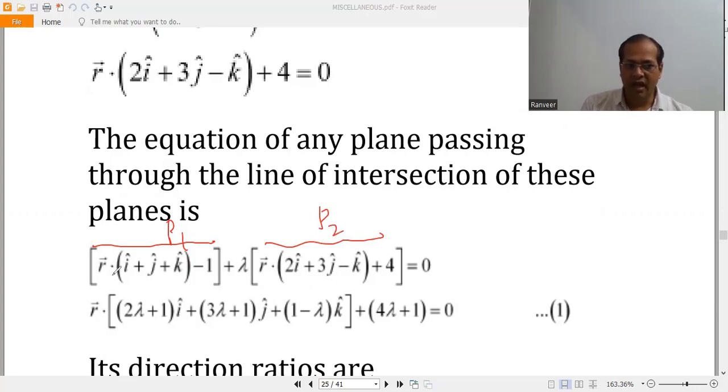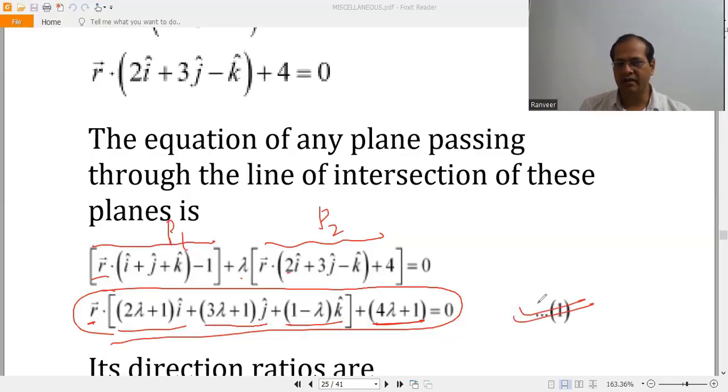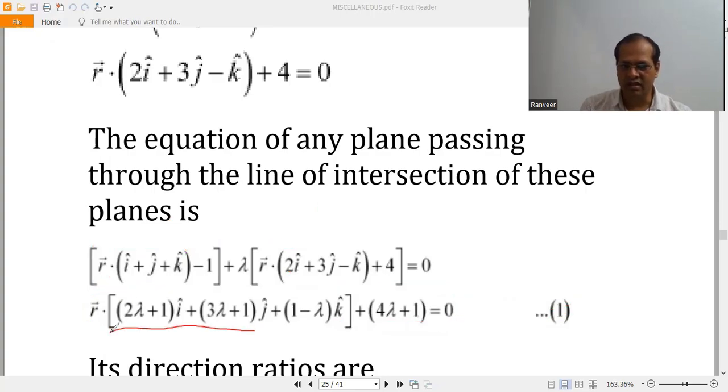Now after that r is common, so we can take r here: r dot (2 lambda plus 1)i, (3 lambda plus 1)j, (1 minus lambda)k. After that, this is the constant value, 4 lambda plus 1. So we have to arrange this form. This is also the equation of the plane in the arranged format. If you see here, this is r dot n plus d equals 0. This is the format.